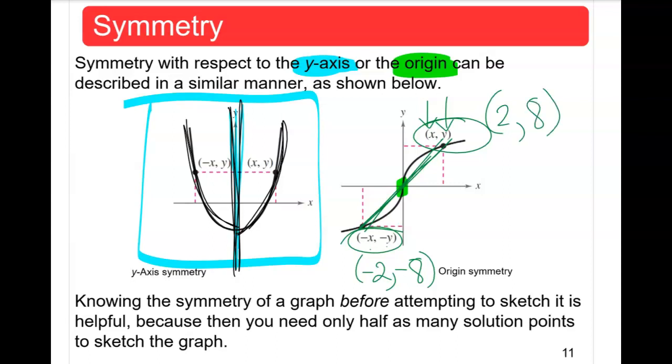Now when we have the y-axis symmetry, we could see how the y-coordinate remains the same, but the x-coordinate changes. So an example of a point could be 2, 4, and the point reflected across the y-axis is going to have the coordinates -2, 4. So the y value stays the same, and x will have opposite sign.